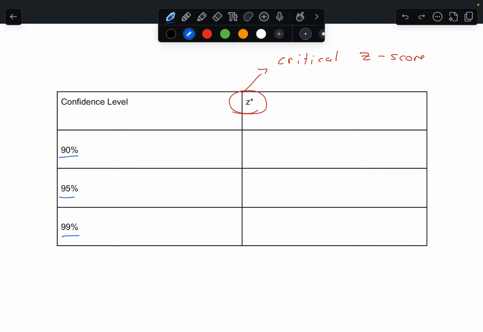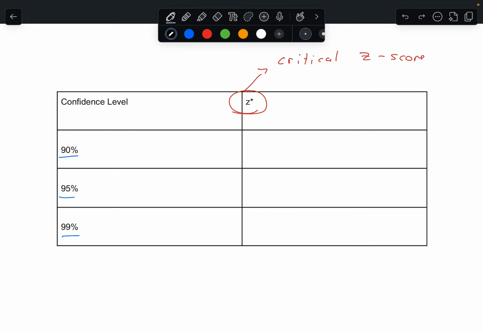And what's nice is once we have these critical z-scores over here, we'll have them forever, and they're not really going to change for the rest of this chapter at least. Eventually, we'll talk about something called critical t-scores and how we calculate those. That's a little bit different, but we'll be set for this chapter.